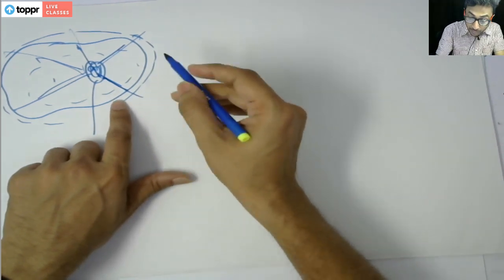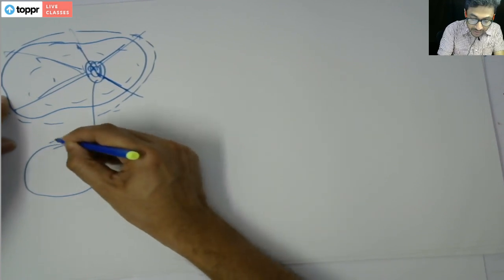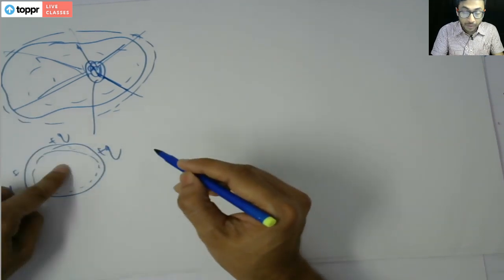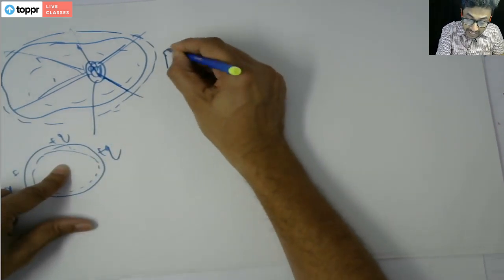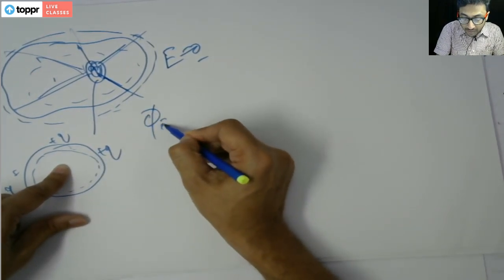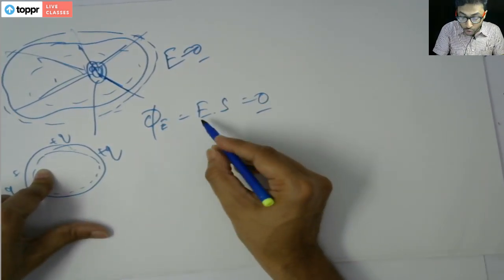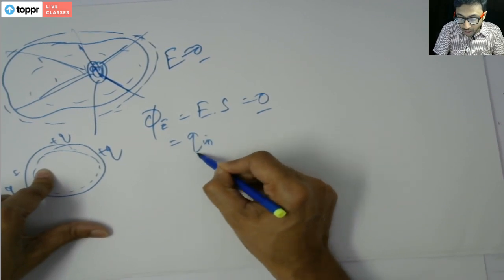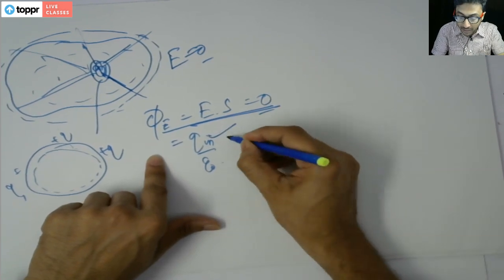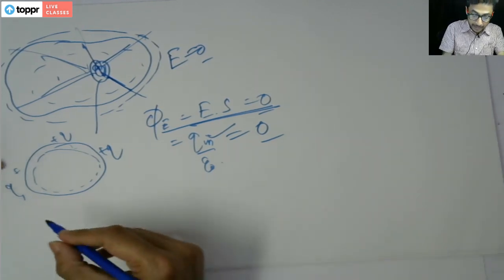Understand? Why? Because if in a conductor the charge resides outside and we take a Gaussian surface, the electric field, as I said, should be 0. Now when the electric field is 0, what is the flux? Flux is E into the surface area, which is also 0. So flux equals QIN divided by epsilon 0. If flux is 0, then QIN should be equal to 0. That is the first property.